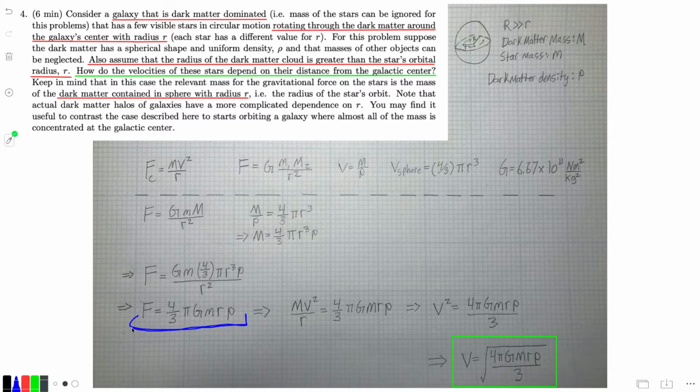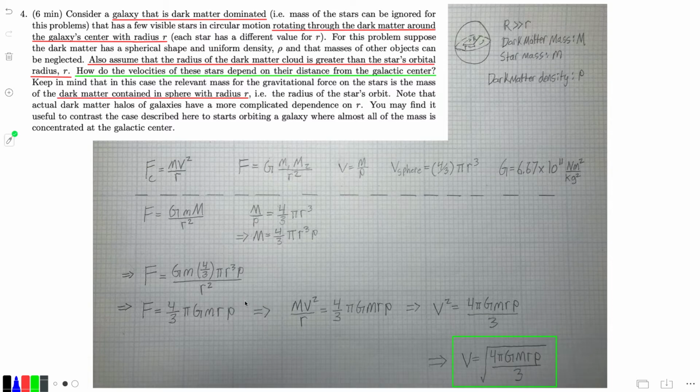And this is actually pretty interesting because this tells us that given that the dark matter sphere is of uniform density, the force due to gravitation is actually linear as you move away from the center of the galaxy, which is pretty cool.